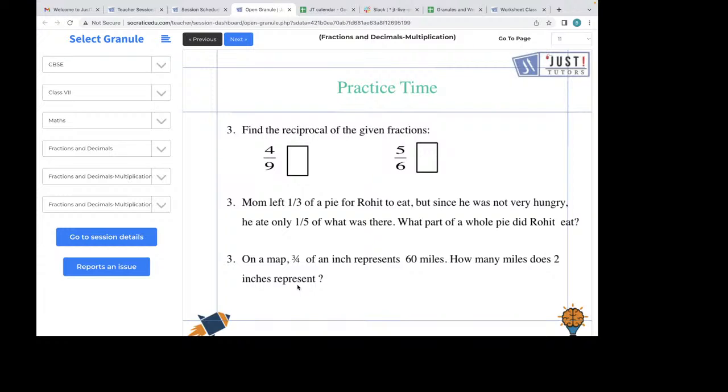So what we can do is, 3/4 of an inch, it means 3/4 of 1 is 60 miles. 3/4 of 1 is 60 miles. I think there is something wrong with this question.